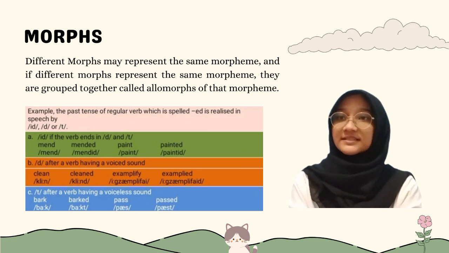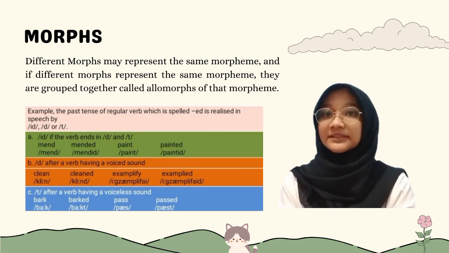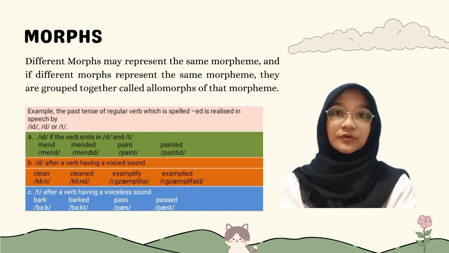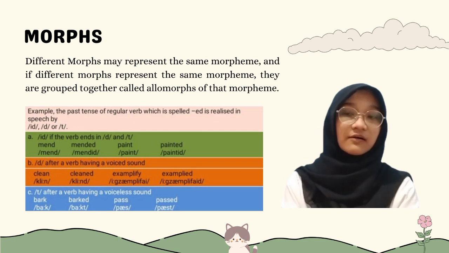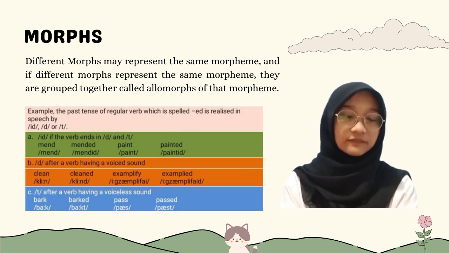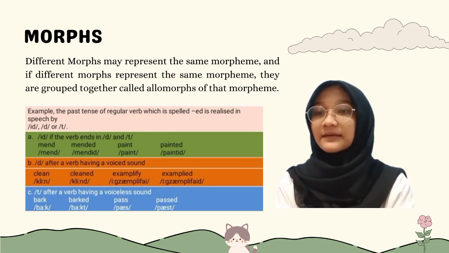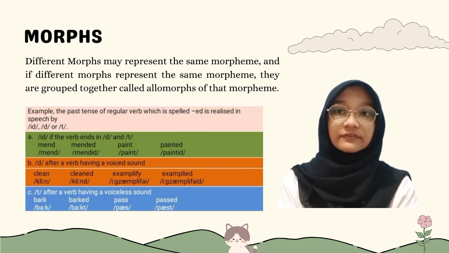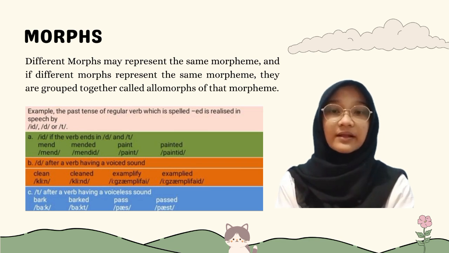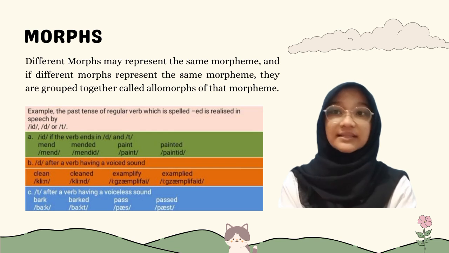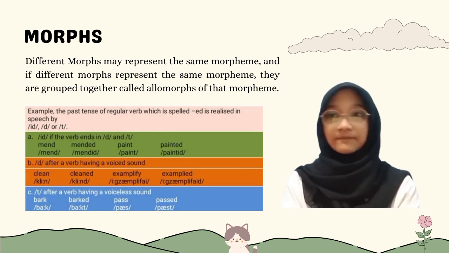Moving to the next part, different morphs might represent the same morpheme. If different morphs represent the same morpheme, they are grouped together and called allomorphs of that morpheme. You can see in the example that the past tense of a regular verb, which is spelled -ed, is realized in speech by id, d, or t.